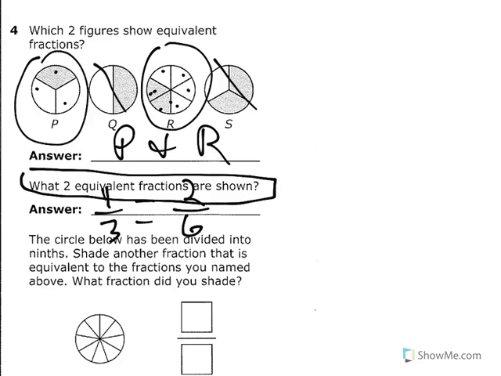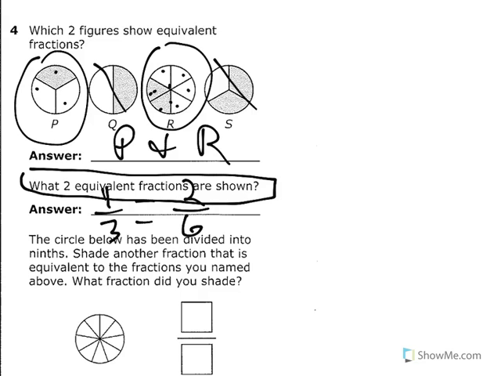The circle below has been divided into ninths. Shade another fraction that is equivalent to the fraction you named above. What fraction did you shade? So I'm going to go ahead and take a look at this one right here, circle R, and we'll try to shade in the same amount as is shaded in circle R right there.